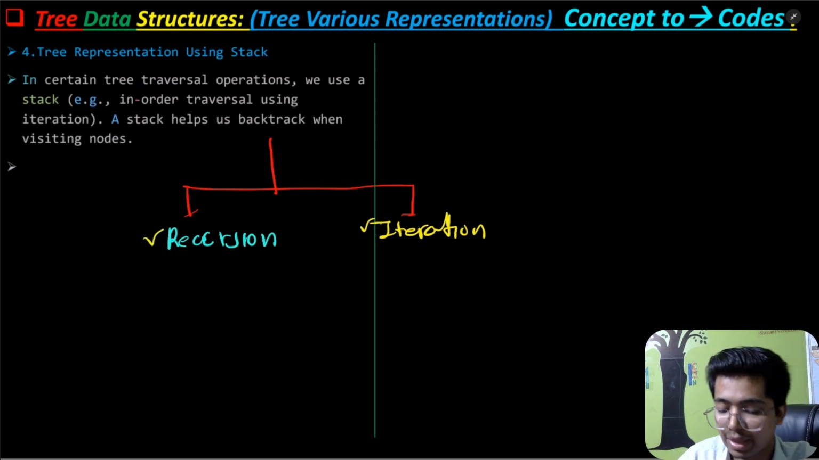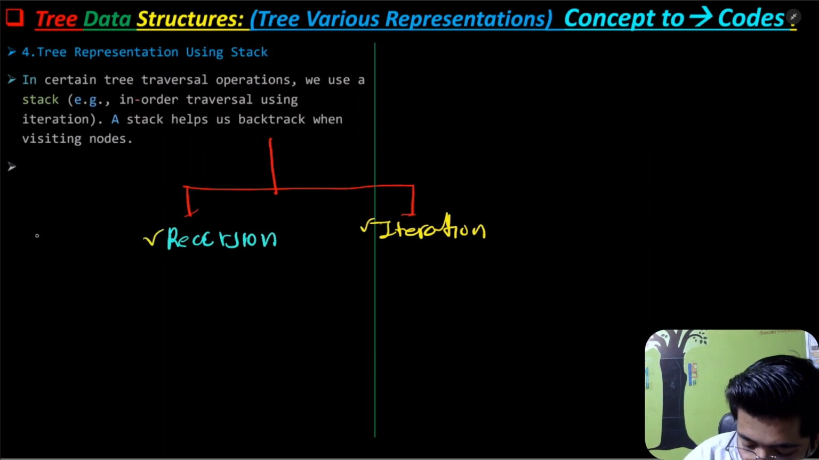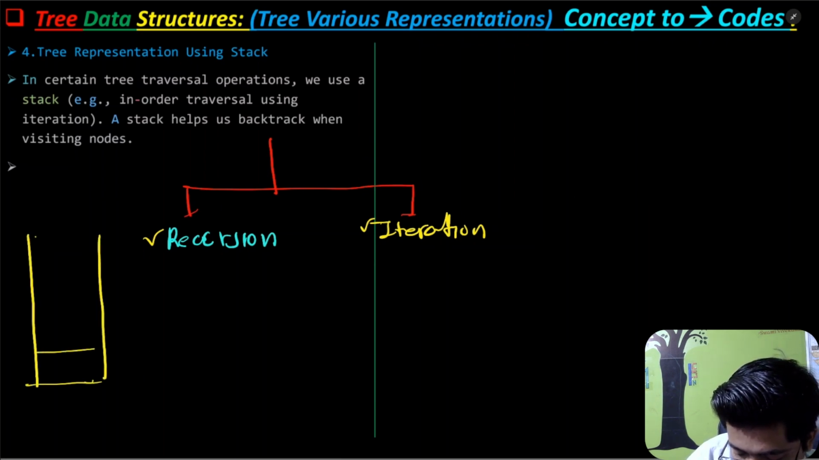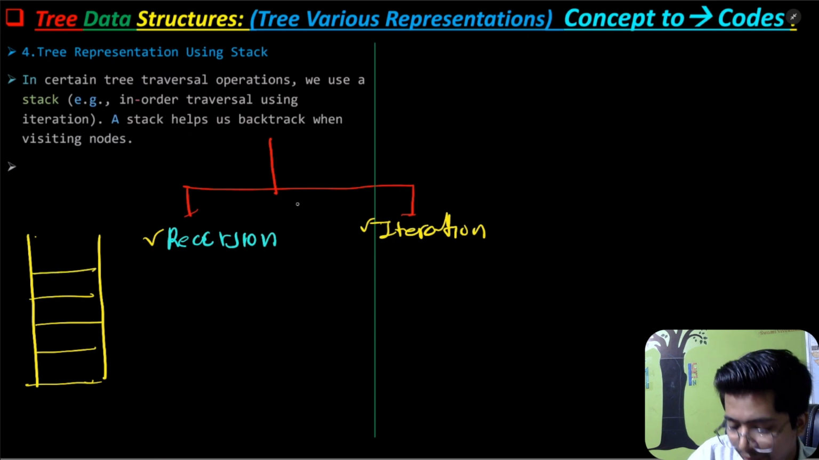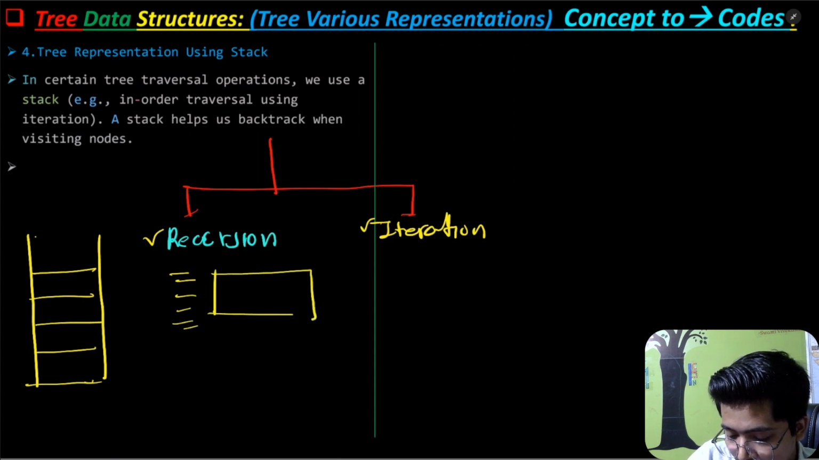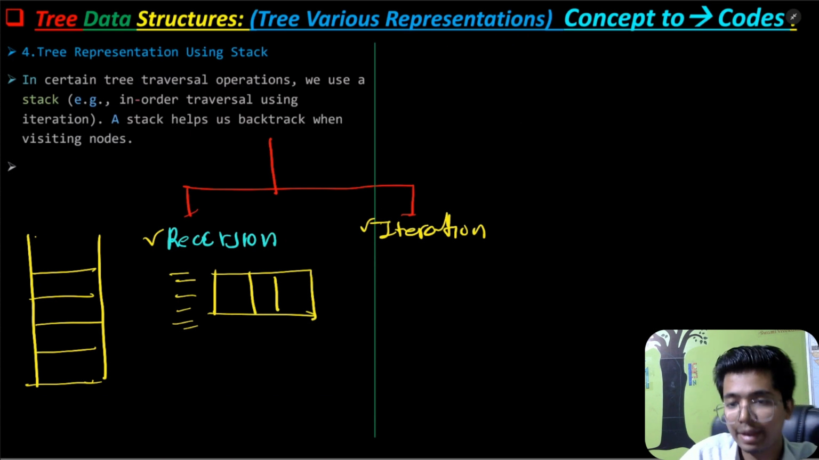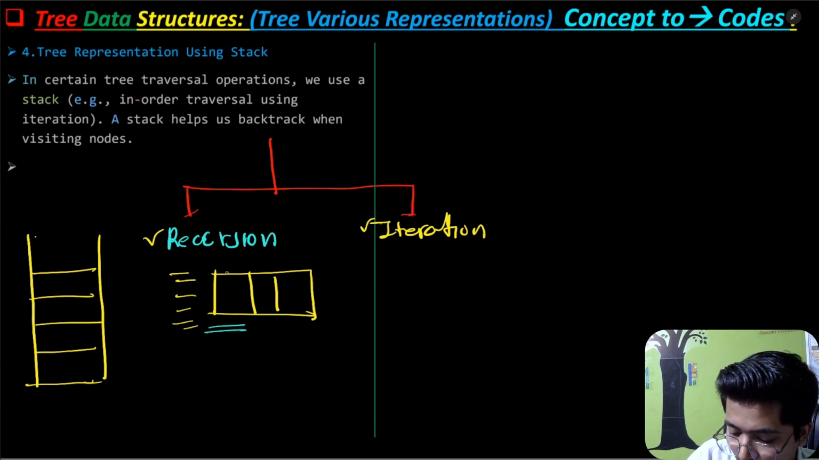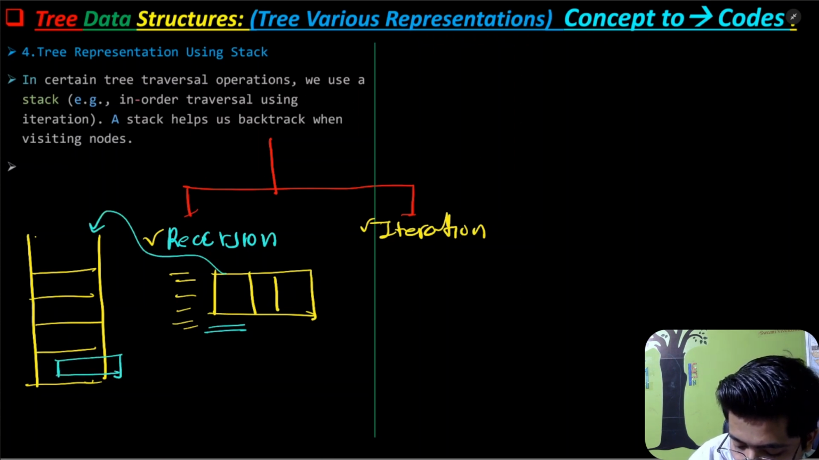Recursion will always become easy for us. What we do in recursion is that we have a stack, like this. When the function calls, let's say we are calling a tree node. In recursion we call another tree node from inside this node, so we insert this node into the stack. This is stored inside our stack.